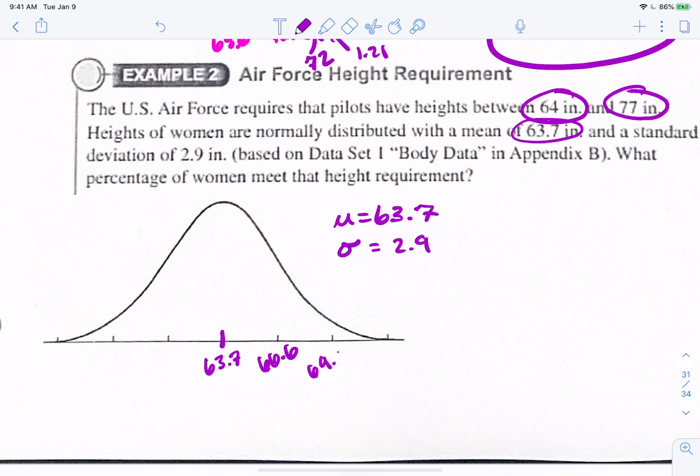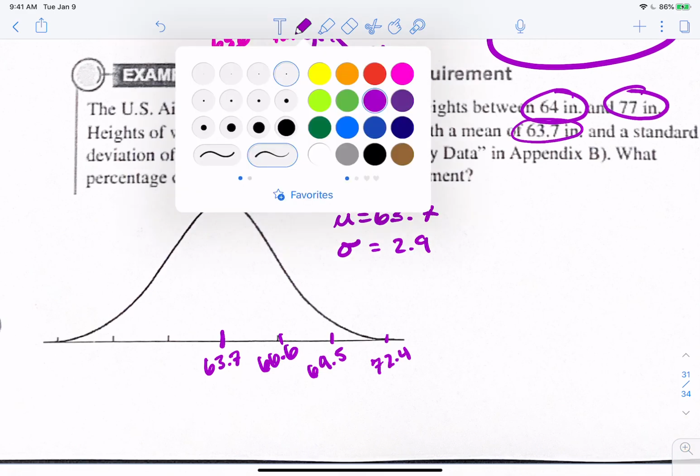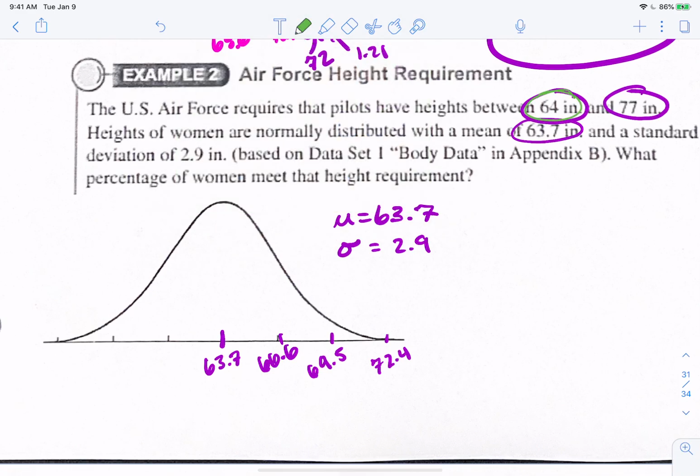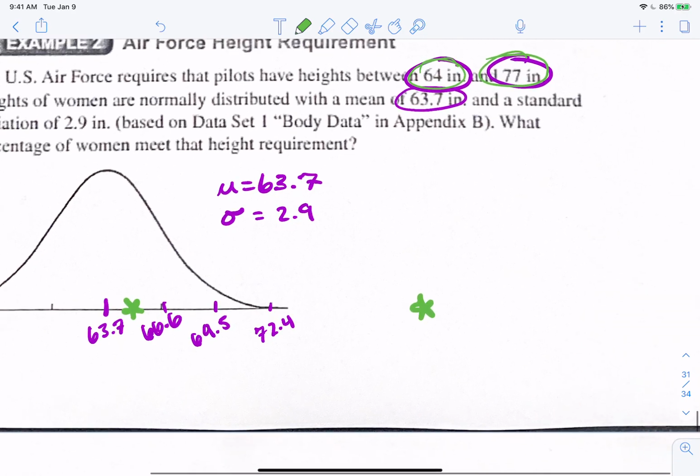69.5. Nice. Okay. 72.4. 72.4. Yep. Okay. We are wanting to know what percent of people live in between a 64 and a 77. 64 is going to be about here. 77 is going to be like all the way over here, right?